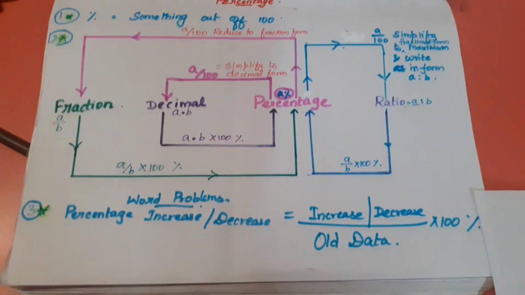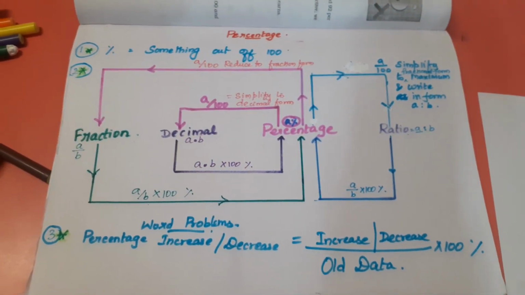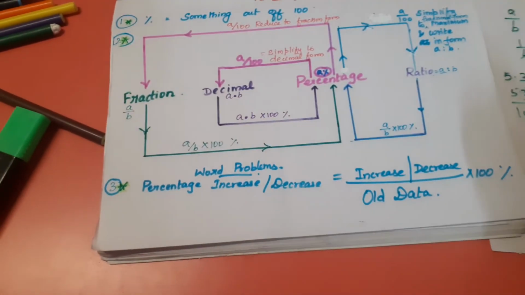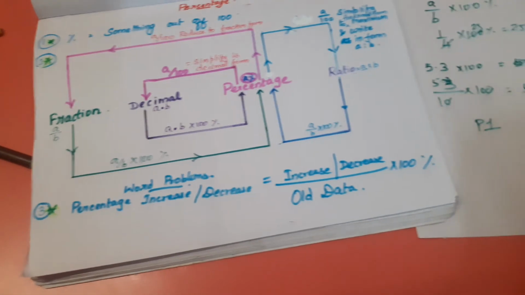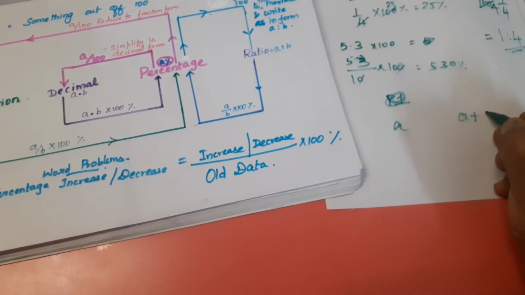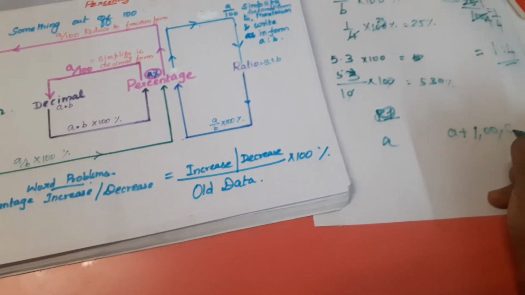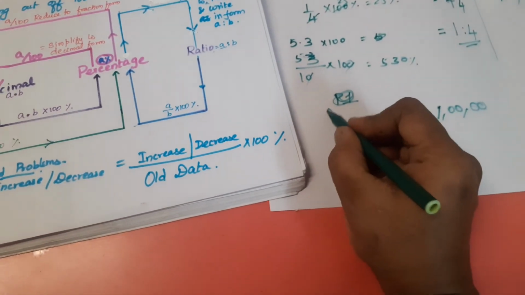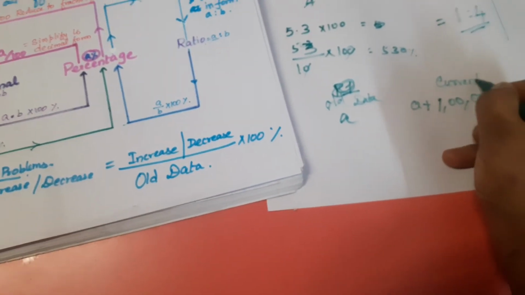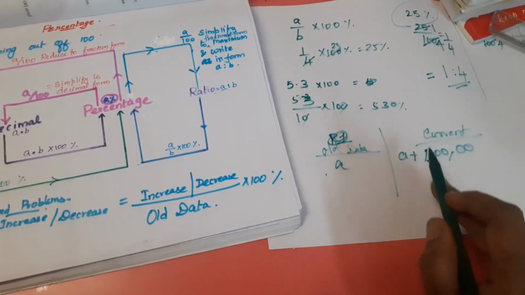The second chapter is about word problems. The only extra concept you will be learning is percentage increase or percentage decrease. Say, for example, 5 years before, the population of the country was something like P1, or something like A. Now the population has increased to A plus some number, say, for example, 1 crore, approximately. Earlier, the old data is this one. This is the current data. They are asking for the percentage of increase, or percentage of decrease.